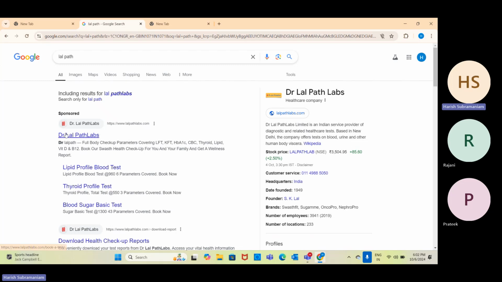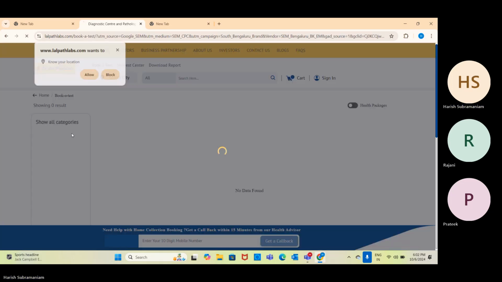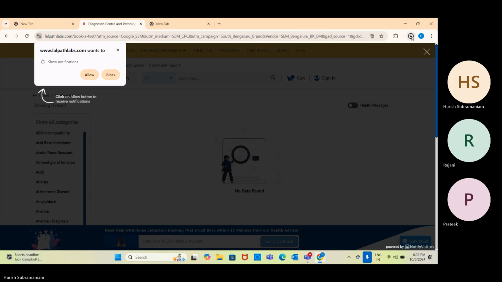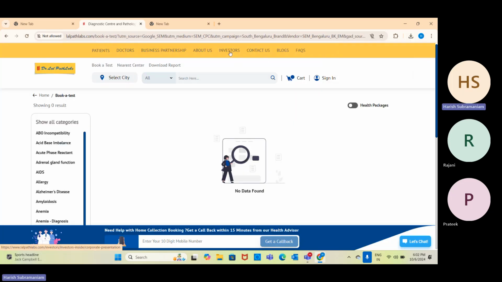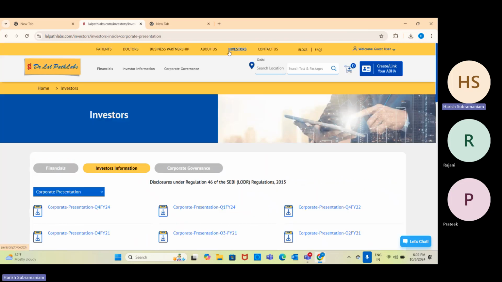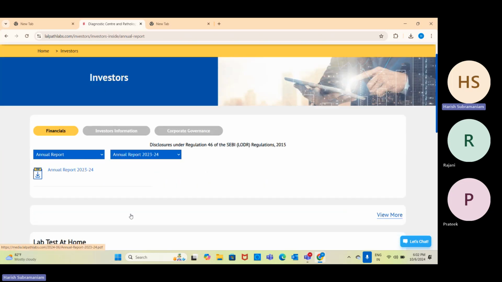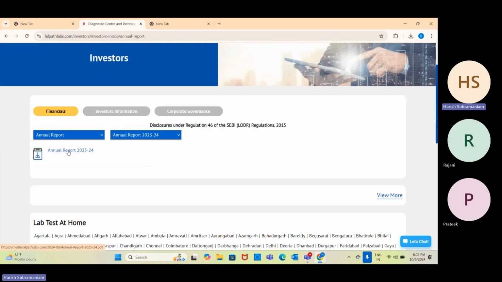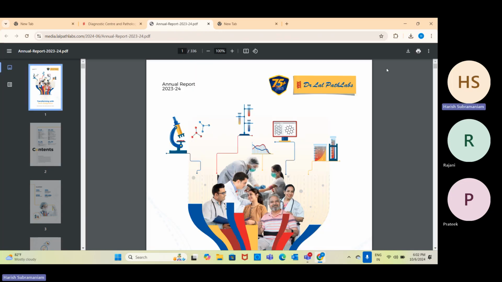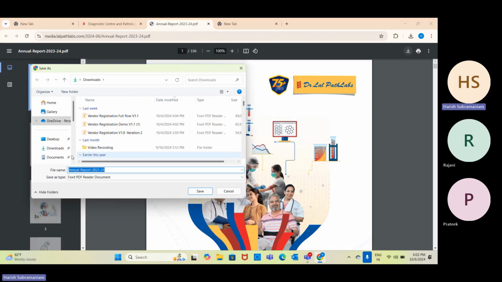So we'll go to the Lal Path Labs website. And you can see over here in any website, we have the investors section. So we'll come to the investors section. And you can see you have a lot of corporate presentation, corporate governance and all of that, but we will basically go to the financials. And in the financials, we are going to look at the annual report. Okay, so the annual report has opened. We'll also download another copy.